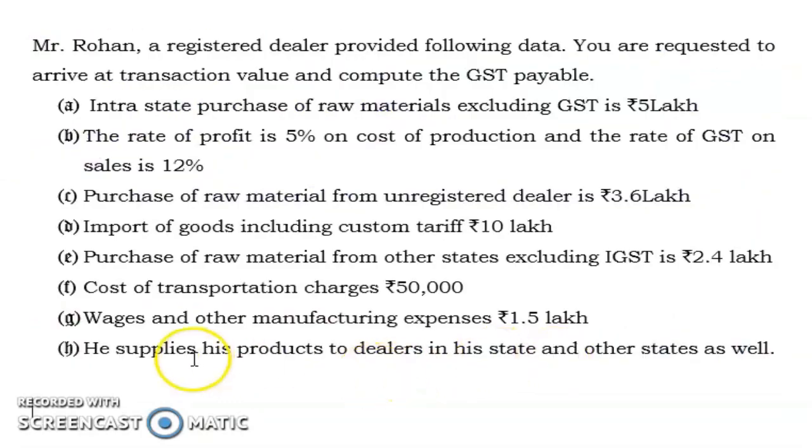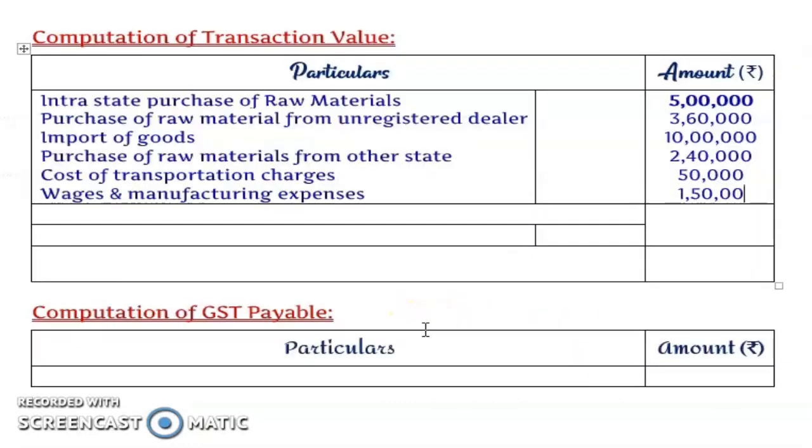Next input, in the last one, he supplies his products to dealers in his state and other states. So this is required to decide what sort of a GST we are charging. So with respect to amount, we have considered all the amount, I suppose. Yes, we have considered. So let us find the total.